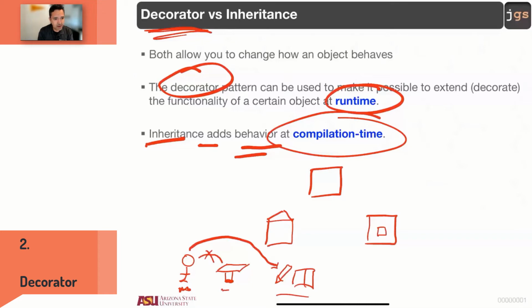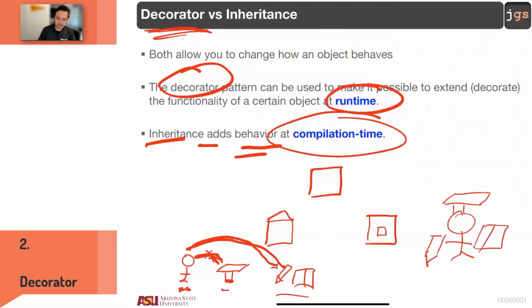Moreover, what if I want this person to be a professor and a student at the same time? I can take the person and decorate that person as a professor, but I can also decorate the same person as a student, and I have this guy that has all the elements.